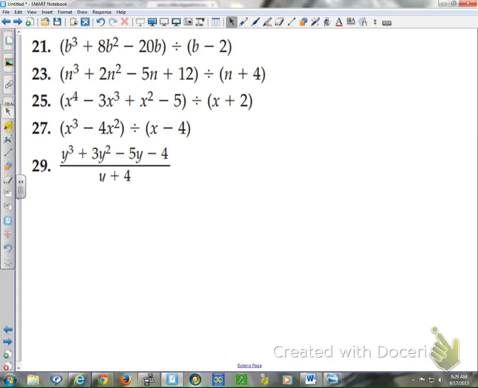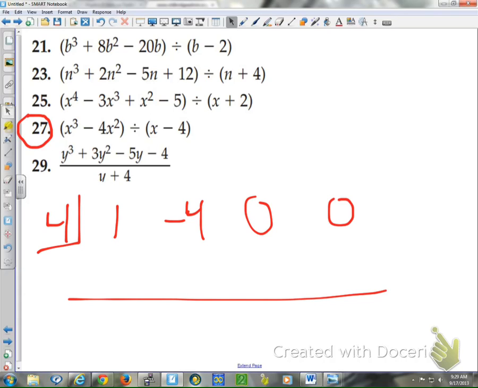All right, we're going to set up 27 real quick. What goes in the box? 3. All right, the coefficients: 1x cubed, negative 4x squared. We're missing both a regular x and a number. So 0, 0, because there is no x and there is no regular number. That's really the only thing I wanted to make sure you saw about this one, is that you'd have to plug in zeros for the missing terms.